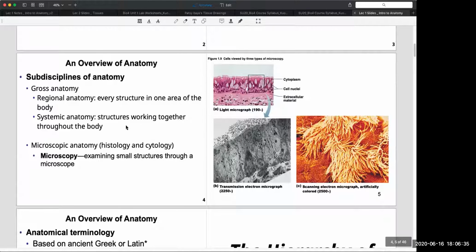The study of anatomy can be divided into two general disciplines. Gross anatomy is the study of anatomy that can be visualized through the naked eye. Microanatomy, or microscopic anatomy, is done through the use of a microscope. Okay. So here's an image of a light micrograph showing you a tissue, which hopefully you'll be able to identify at the end of our next lab.